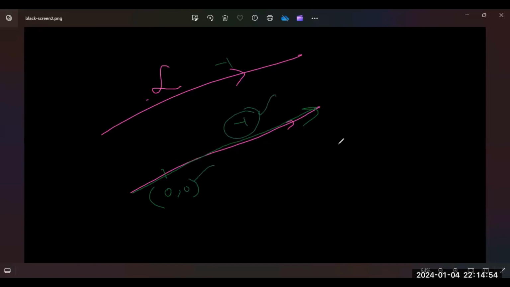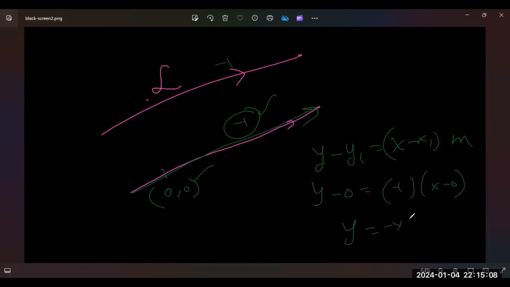You have one slope, you have one point. Use the one point form. y minus y1 equals m into x minus x1. So this will be y minus 0 equals -1 times x minus 0. So y equals minus x. This is the equation. Is this clear? Okay. Let's now come to discussing how to compare the slopes.